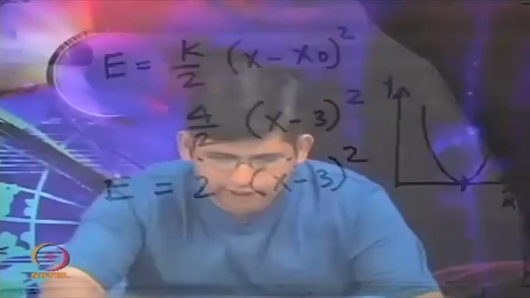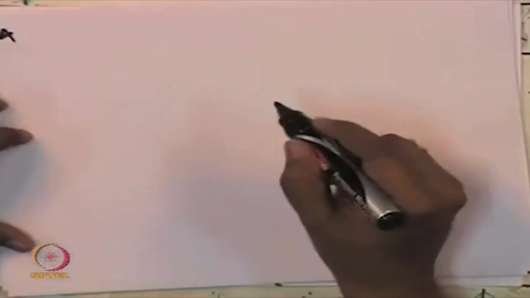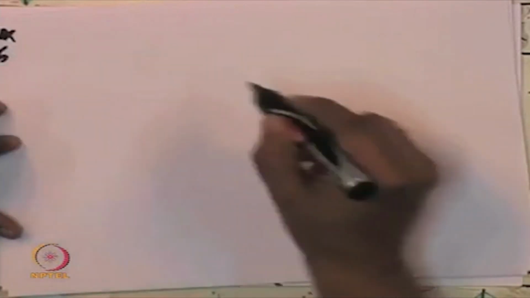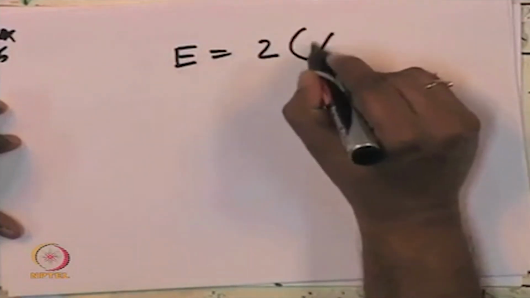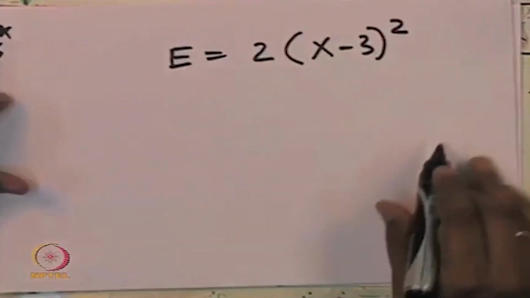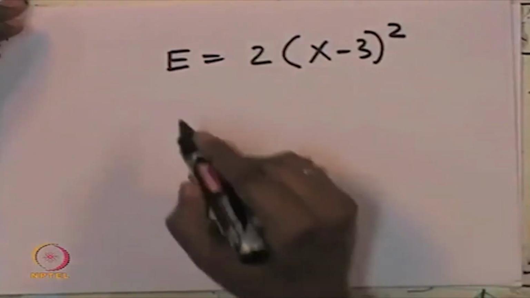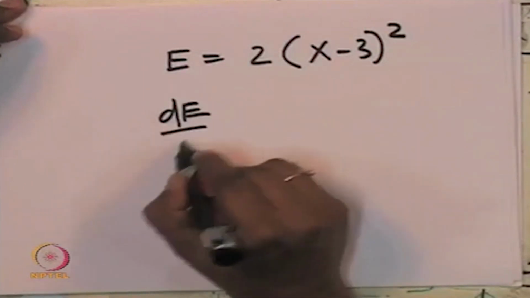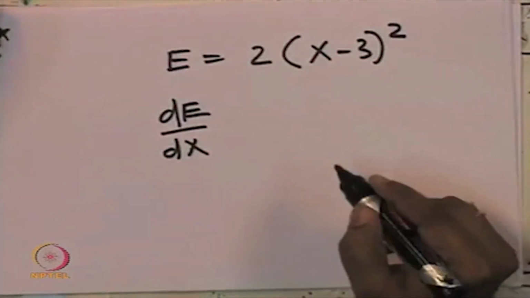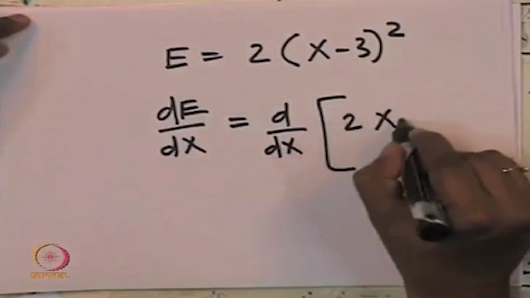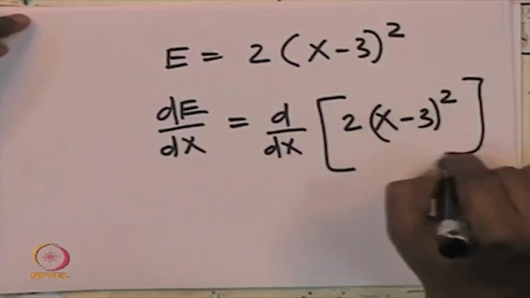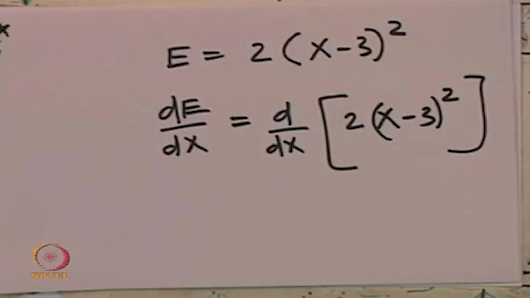So, the way to find this out is, as we said, we find the derivative. So, let us have a look at it. So, the energy is 2 into x minus 3 whole square. The derivative at that particular point, derivative is d E by dx. This is the derivative, d by dx of this quantity, which is 2 into x minus 3 whole square. So, this is what we want to find out.